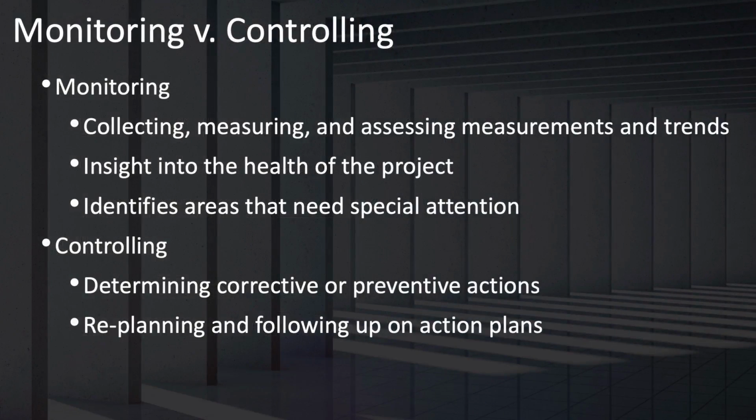A small note here about the difference between monitoring and controlling. Although these are grouped together into one process group, there is a bit of a distinction between the two. Monitoring is about collecting, measuring, and assessing the measurements and trends, coming up with insights into the health of the project, and identifying areas that need special attention. Controlling is more about determining corrective or preventive actions and replanning and following up on action plans.